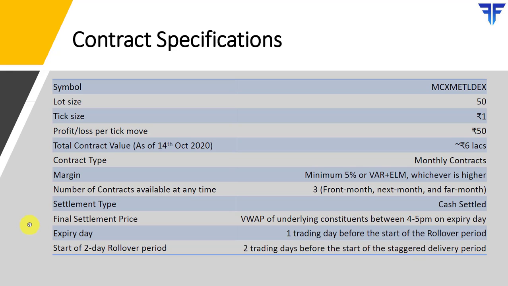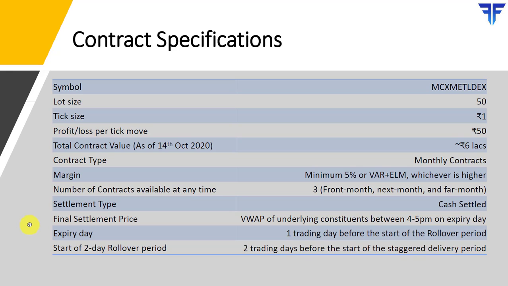The MCX iCOMDEX base metal index futures contract will be a monthly contract and will be settled in cash. At any point in time, at least 3 contracts will be available for trading. The margin that would be needed to trade would be equal to a minimum of 5% or SPAN, whichever is higher.